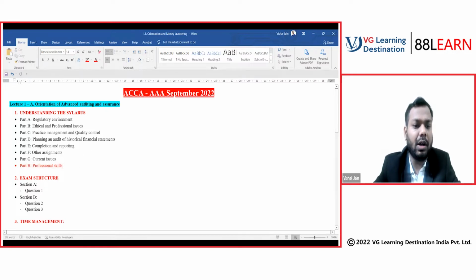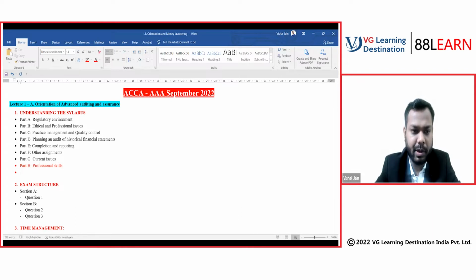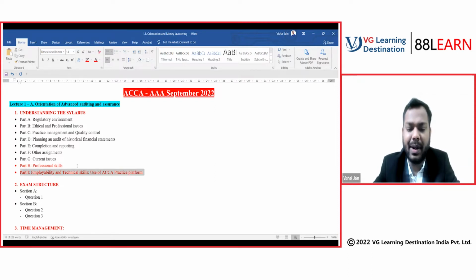Now, there is one more part though, that is called employability and technical skills. This is nothing but how to use the ACCA practice platform. It's not that this part will be tested anywhere in the exam. But this part is in the syllabus so that you understand how to use your ACCA practice platform, which we'll be covering in due course of our syllabus.